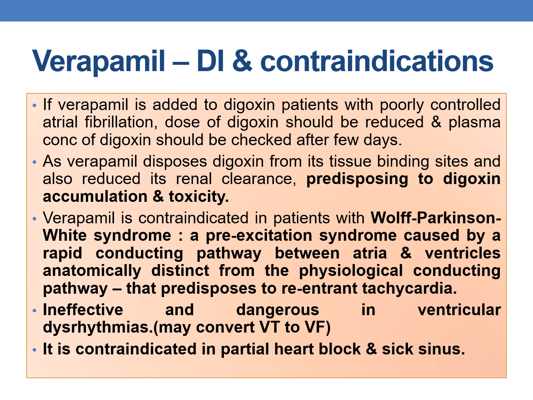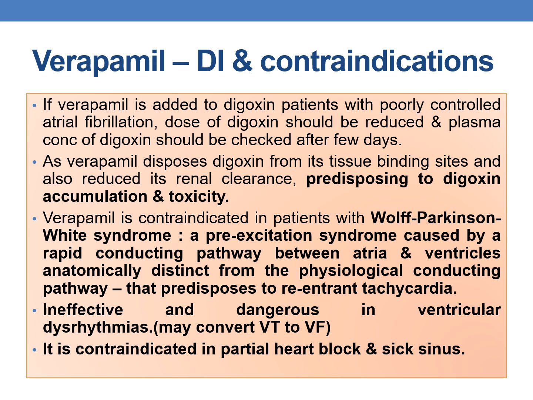Coming to the drug interactions and contraindications of verapamil. If verapamil is added to digoxin in patients with poorly controlled atrial fibrillation, the dose of digoxin should be reduced and the plasma concentrations of digoxin should be checked after every few days, as verapamil displaces digoxin from its tissue binding sites and also reduces its renal clearance, predisposing to digoxin accumulation and toxicity. Hence, care must be taken whenever digoxin and verapamil are given simultaneously.